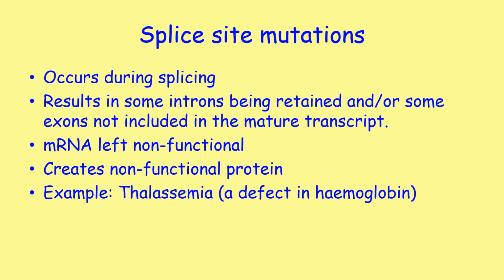Now, when a splice site mutation happens, the messenger RNA that is created is left non-functional. We're going to have quite a significant chunk of code that is going to cause our polypeptide chain to be wrong, and therefore our protein to fold incorrectly, and therefore we've got a non-functional protein. A good example of a disorder that's caused by a splice site mutation is something called thalassemia, and thalassemia causes hemoglobin, which remember is our protein that carries oxygen around the body, and it's found within the red blood cells, not to form correctly.